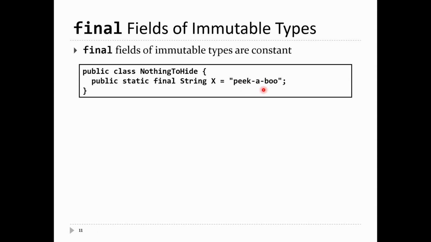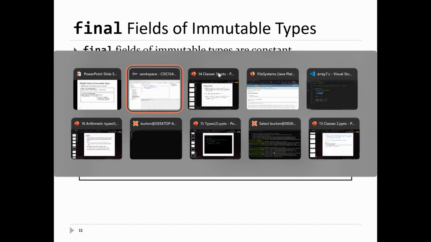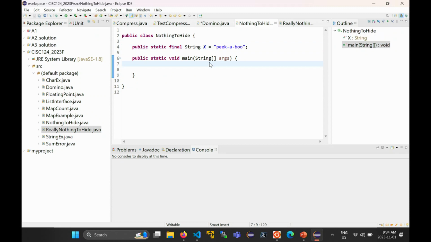So here I've got a string "peekaboo", and I've assigned that to x. You can't change the state of a string. But if I try to write something like NothingToHide.x = some other string, that doesn't work either. So back in Eclipse, NothingToHide, there's my string x. If I write NothingToHide.x = something, again the compiler will flag that as an error. The final field NothingToHide.x cannot be assigned.